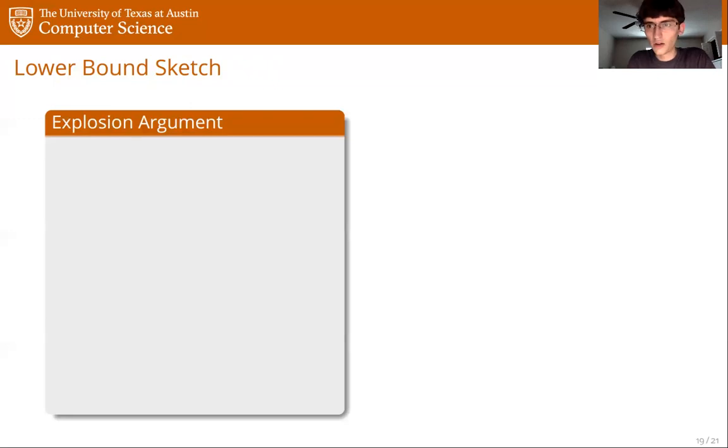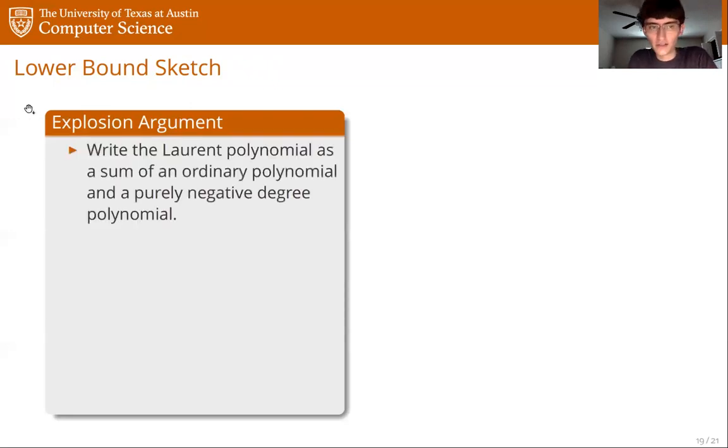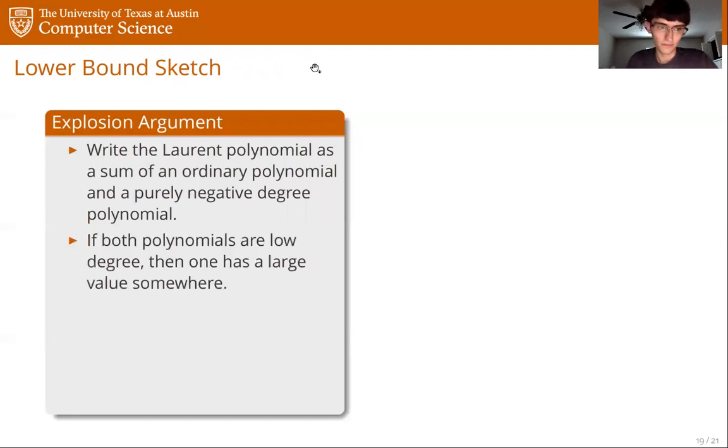The first one is what we call an explosion argument. The idea is you write the Laurent polynomial as the sum of an ordinary polynomial and a purely negative degree polynomial, so just taking out all of the negative exponents. You argue that if both polynomials have low degree, then one of them has to have a large value somewhere.